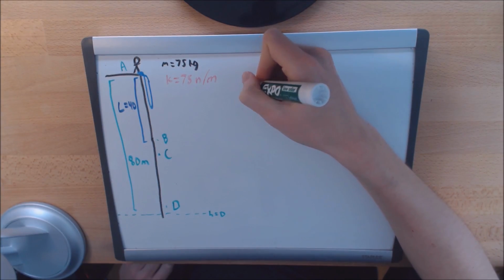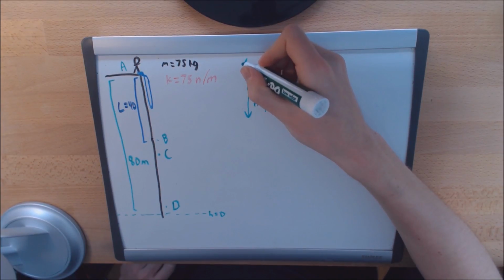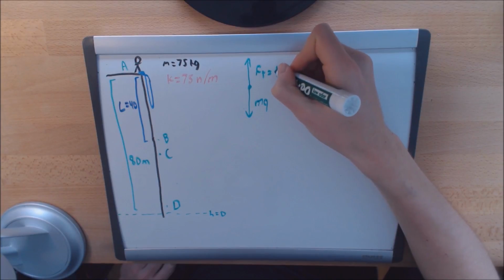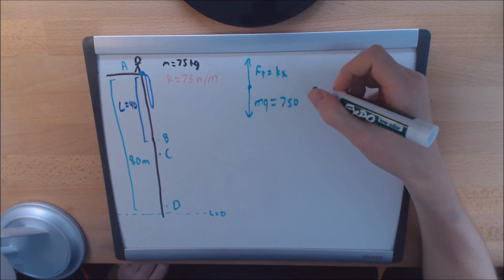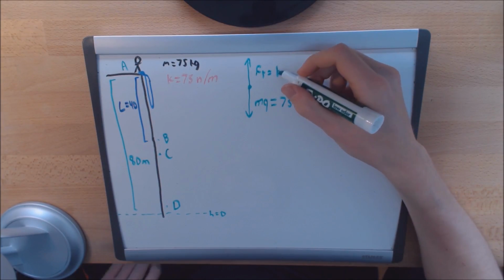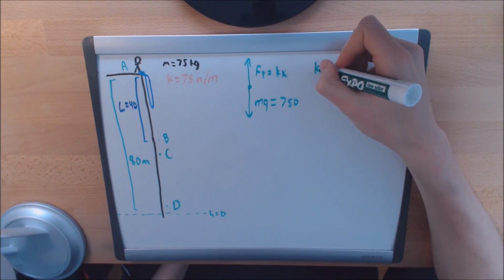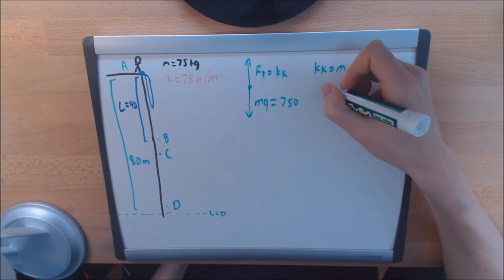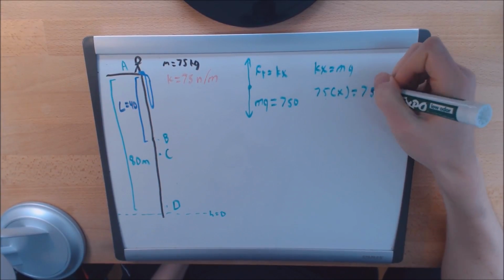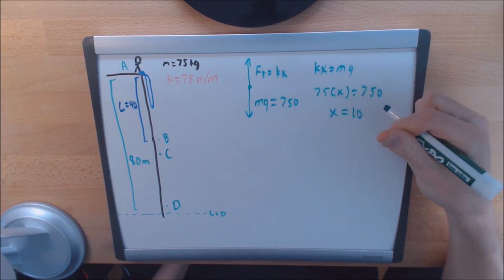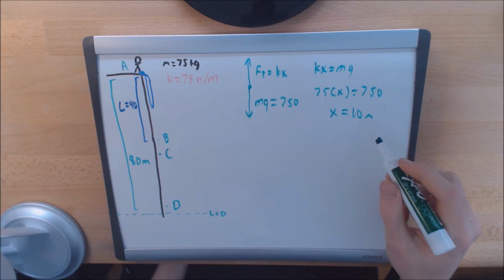So that point is going to be where we have mg and Fs, or kx. And we know mg the whole time is 750. And kx, well, we need to solve for the x. We know because these two, kx and mg, are going to be equal, right? So we'll get 75 times x equals 750. So x has to equal 10. Okay, 10 meters. So at his maximum speed, his stretch distance is 10 meters.